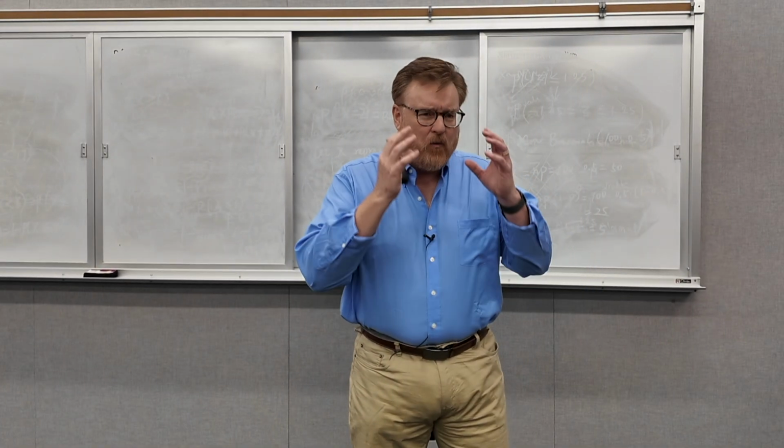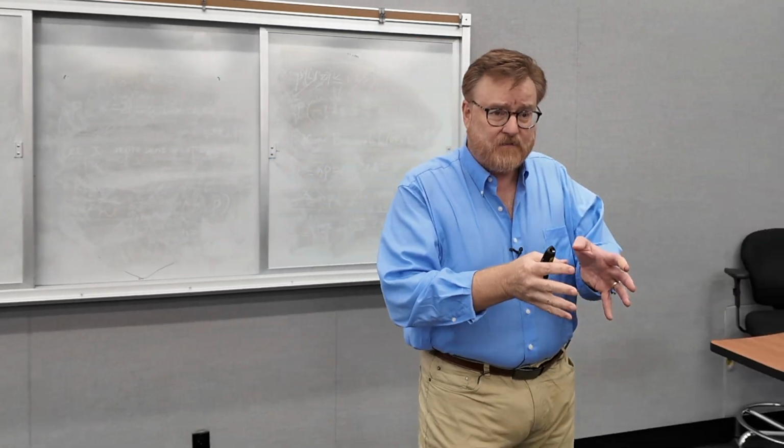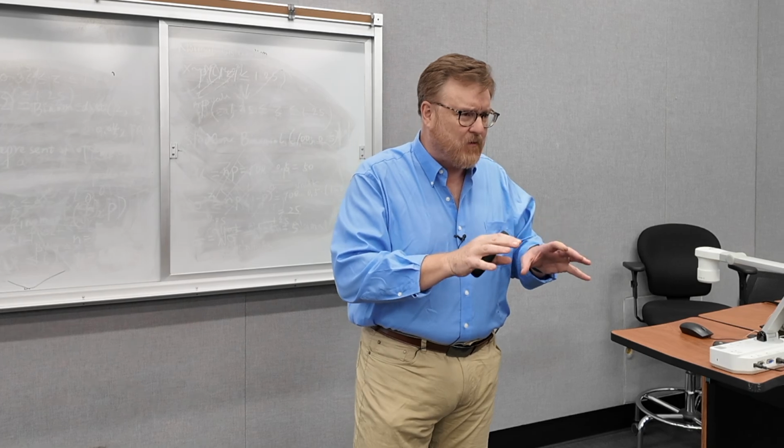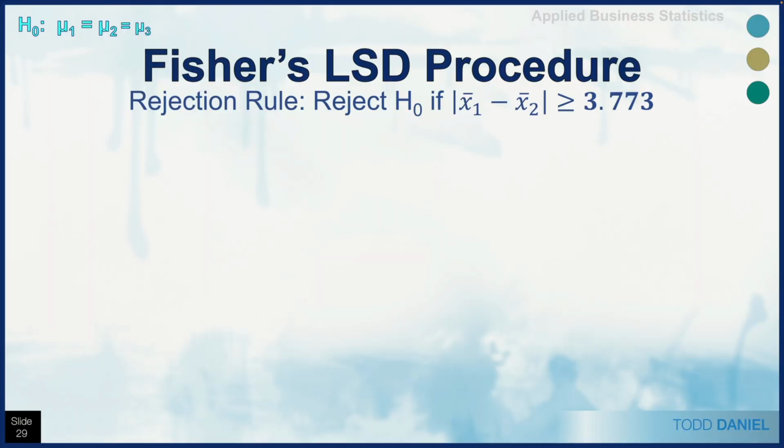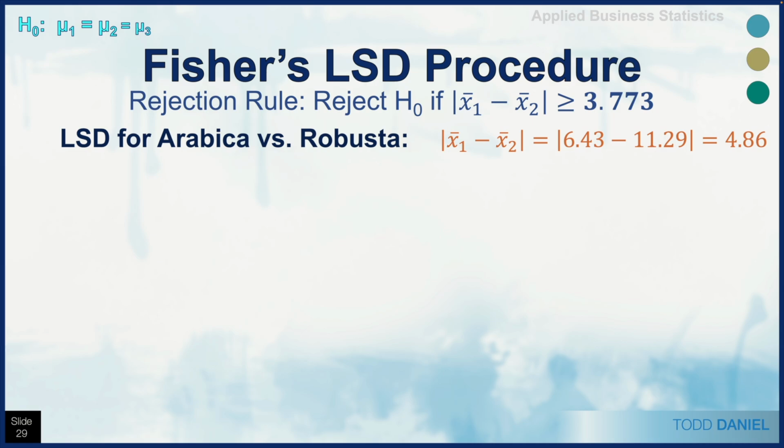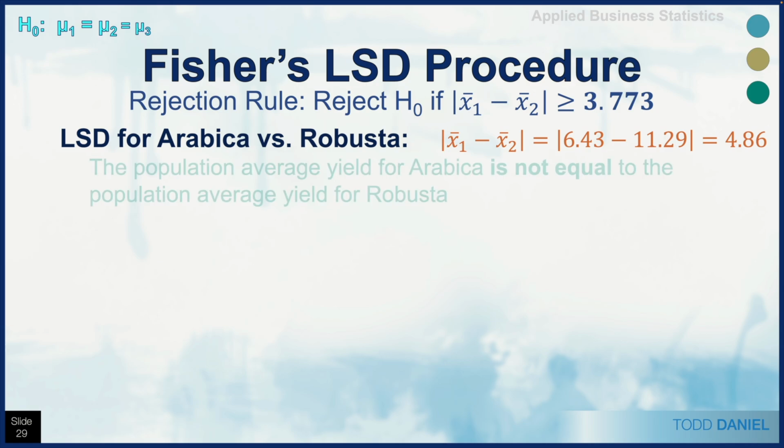So let's walk through how we could think about these mean differences. Obviously, you can see the findings in the table, but I want you to understand the comparisons that we're making. Let's start with this. The rejection rule is going to stay consistent. Anytime we find absolute value differences greater than 3.773, we have statistical significance. When we compare Arabica versus Robusta, the absolute value difference between those two is 4.86, which is over the fence of 3.7. The population average yield for Arabica is not equal to the population yield for Robusta.